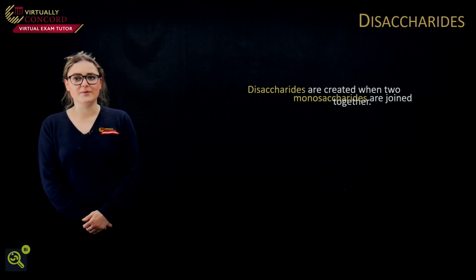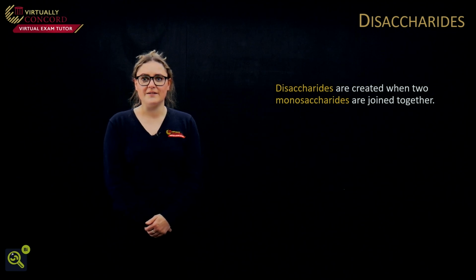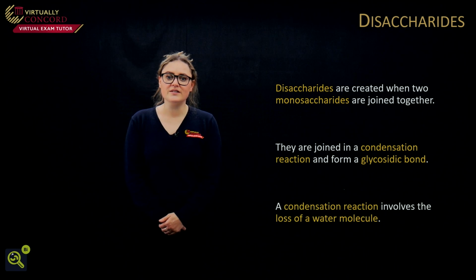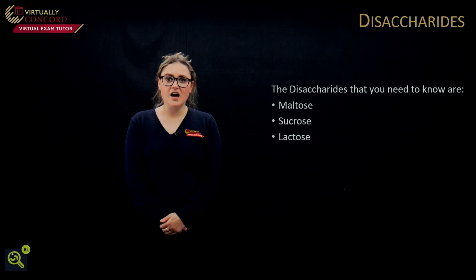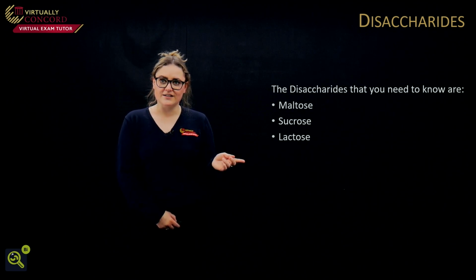Having previously looked at the structure of monosaccharides, we're now going to take a look at the disaccharides that you need to know. Disaccharides are created when two monosaccharides are joined together. They are joined together in a condensation reaction to form a glycosidic bond, and a condensation reaction involves the loss of a water molecule. Now, there are three main disaccharides that you need to know. They are maltose, sucrose and lactose.